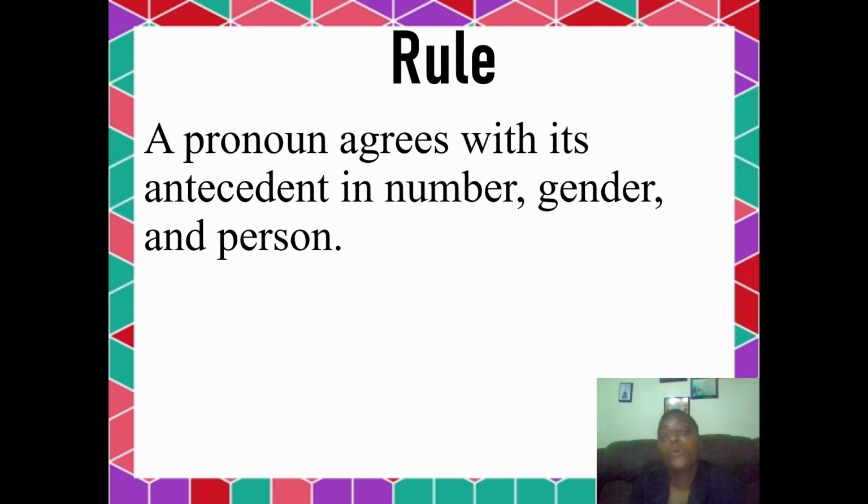Rule: pronouns must agree with their antecedent in number, gender, and person. This is another in the concord in the language arts, the agreement. When we do verbs, we look at subject and verb agreement. Here we are looking at pronoun and antecedent agreement. The rule says pronouns must agree with their antecedents in number and in gender, also in person.